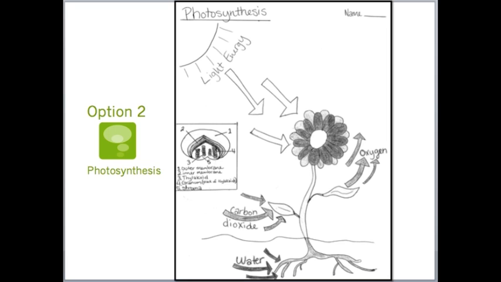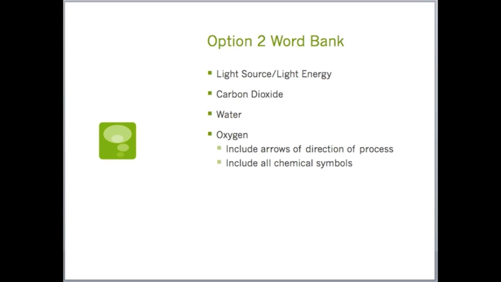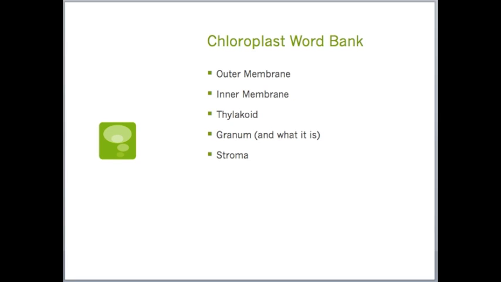And then just like project 1, project 2, of course, you get to color it, because a drawing of flowers in sunlight just wouldn't look the same in black and white. So you get to add color to this one too, once you've done all of the drawing and labeling. For option 2, this is your word bank for all the things I want labeled. And on the directions I put there to include all chemical symbols wherever you can put them. And now as far as the little chloroplast that you're including on each project, whichever one you choose, these are the words that I would like you to include when you draw and label your chloroplast diagram.